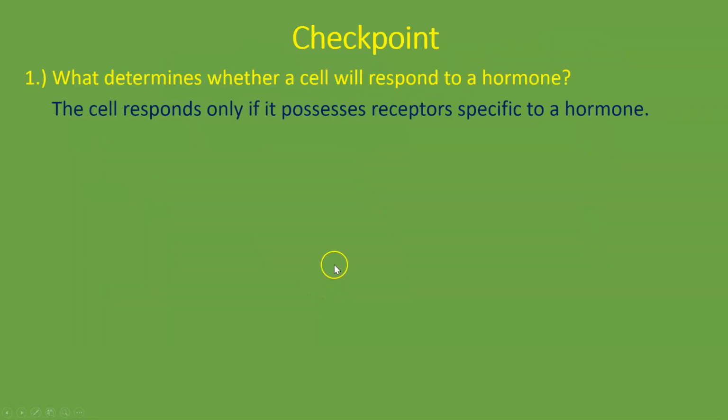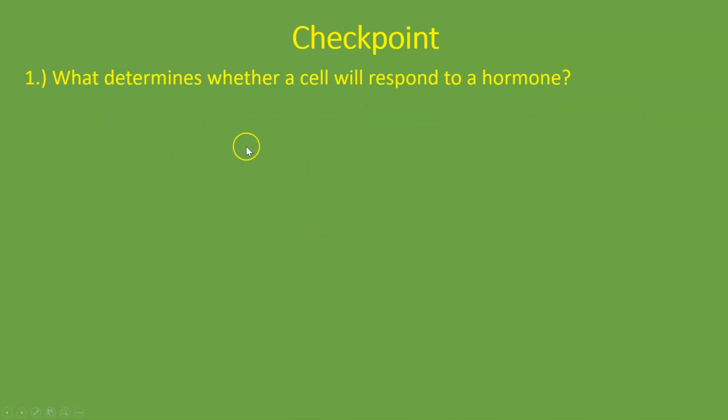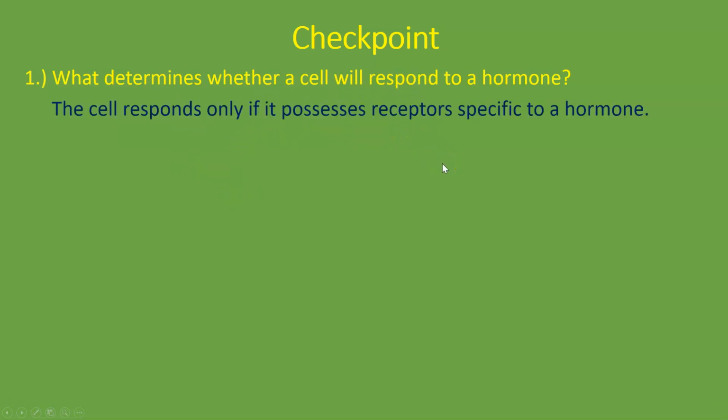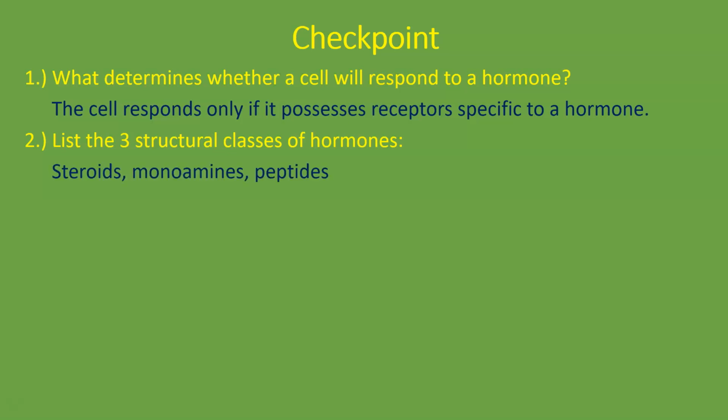All right, so we have a couple of checkpoint questions, and it looks like I forgot to animate this first one. But what determines whether, oh no, there we go. What determines whether a cell will respond to a hormone? Well, that answer is that the cell will respond only if it possesses receptors specific for a certain hormone. Question number 2, list the 3 structural classes of hormones. I'll give you a 5 count and then give you the answer. So our 3 structural classes of hormones are steroids, monoamines, and peptides.